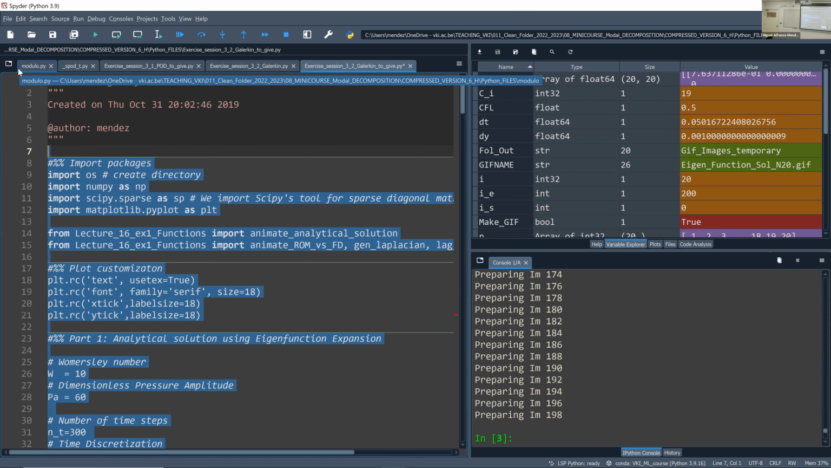There are some libraries that are not installed. Which one? SciPy. SciPy you should install. That's a very important one. If you are in Conda, you just type conda install SciPy. Here you have it.